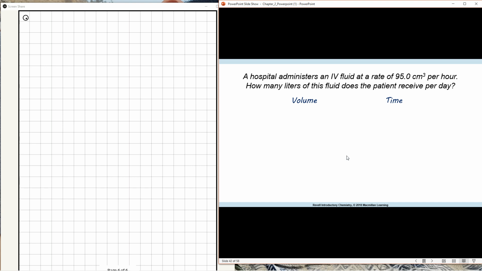A hospital administers an IV fluid at a rate of 95 centimeters cubed per hour. How many liters of this fluid does the patient receive per day? Let's go ahead and look at our information given to us. We know that we have 95.0 centimeters cubed per hour. This is what the patient is getting in their IV.